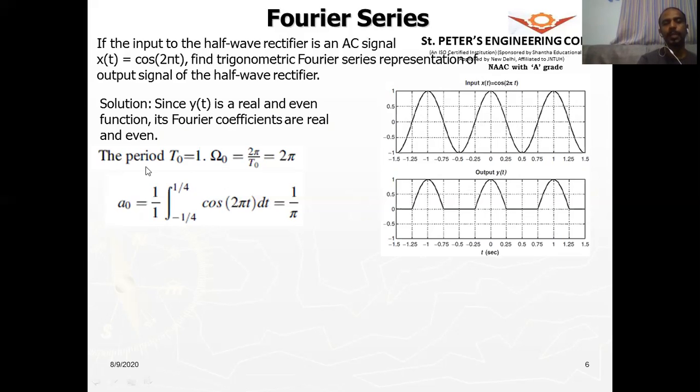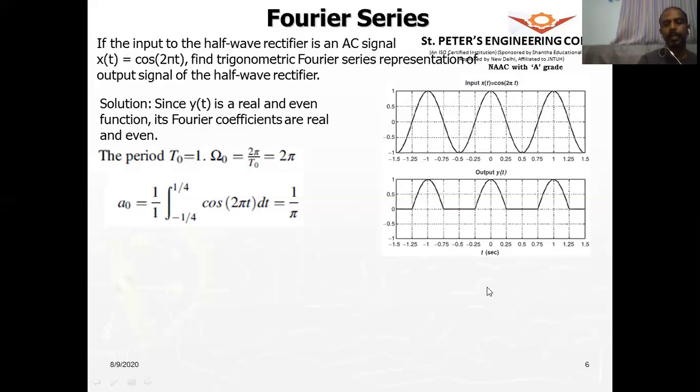So what is the fundamental period? T naught is equal to 1, as you can see from here, from 0 to 1. Omega naught will be equal to 2 pi by T naught, which is 2 pi. So the fundamental frequency omega naught is equal to 2 pi. Therefore, what will be the average value A naught? If you integrate this signal, you will get 1 by pi.